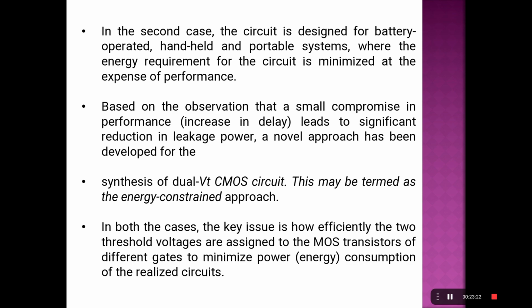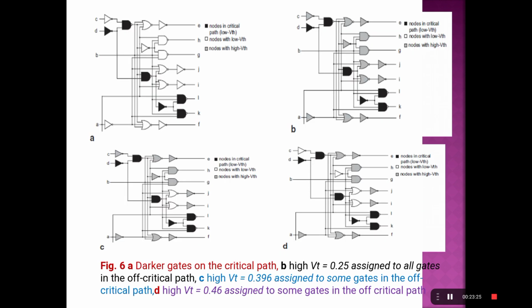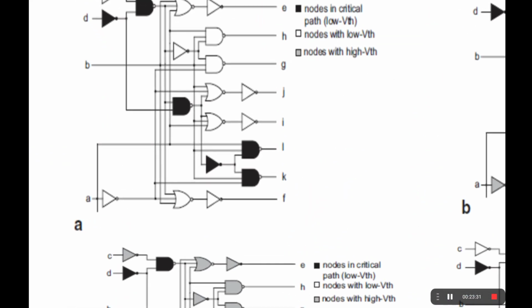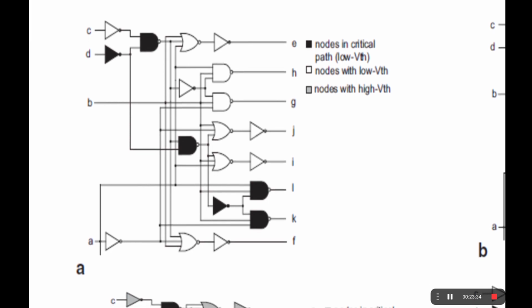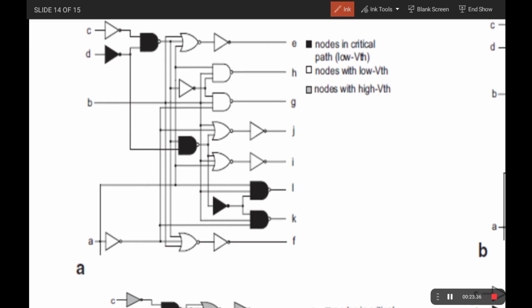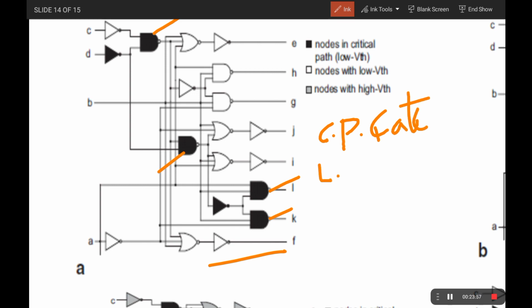So this is the overall explanation regarding the DTCMOS. I will explain with the circuit actually. So here the basic agenda in this case is nothing but this circuit diagram. Suppose you are applying it in the case of the DTCMOS. These black color gates are generally called critical path gates. So you have to apply the low threshold voltage, low VT, to the critical path gates.